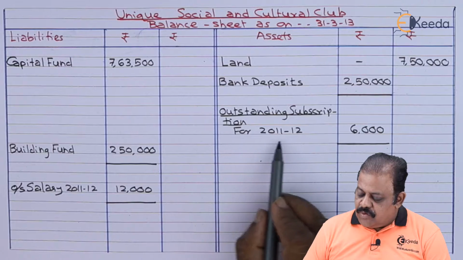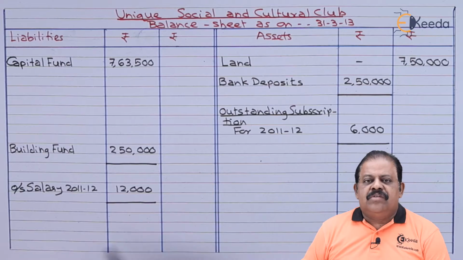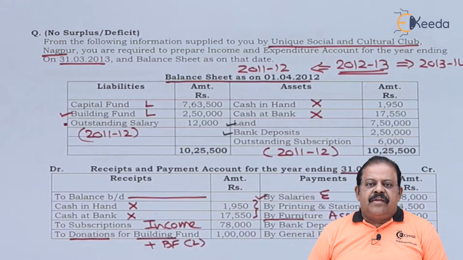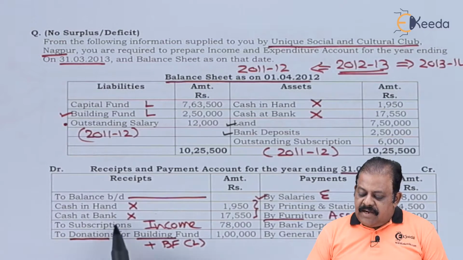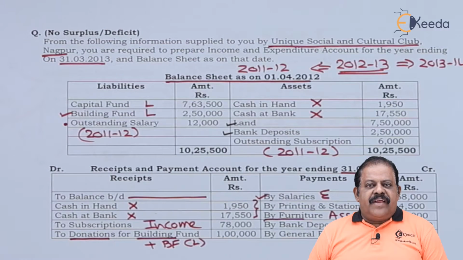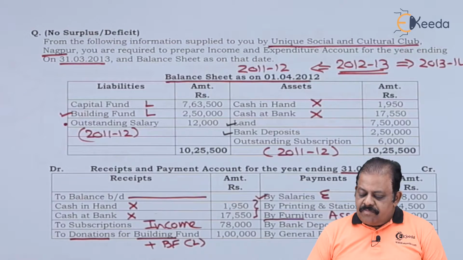Outstanding subscription for 2011-12 is 6,000. This will be received during the current year. Let us go through the receipts and payment account of the current year. On the debit side, we have opening cash in hand and cash at bank. This will not be recorded anywhere in the accounts now.